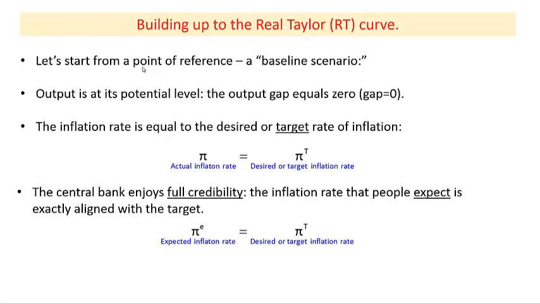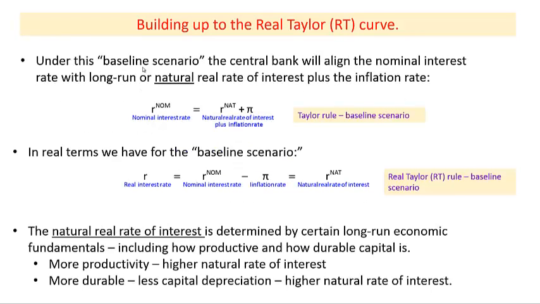Also, we're going to assume here that the central bank enjoys full credibility. People expect the inflation rate to be exactly the target rate set by the central bank. Under this baseline scenario, the central bank is going to align the nominal interest rate with the long run, or what we call the natural real rate of interest, plus the inflation rate. And here's the equation: the nominal rate of interest is going to be equal to the real rate of interest plus the inflation rate. This is the Taylor rule under the baseline scenario.